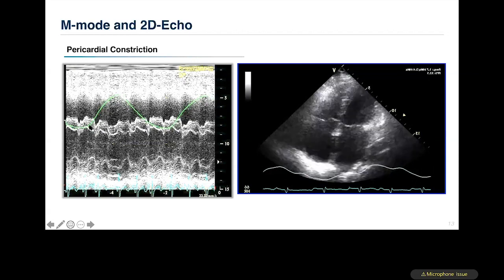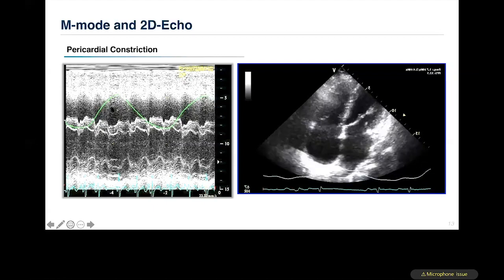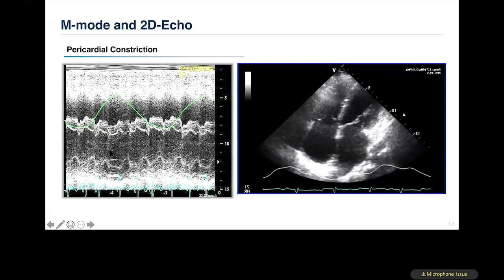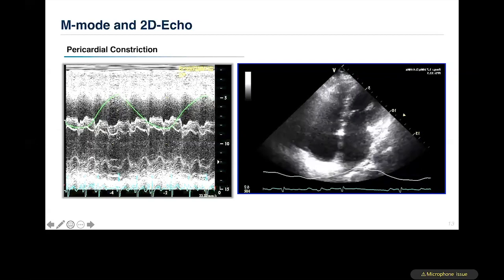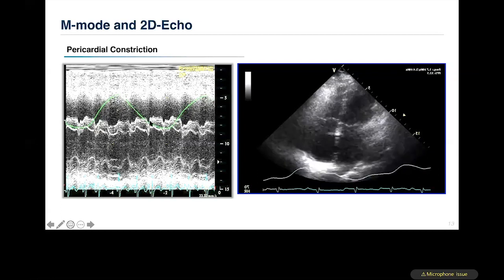So this will be an inspiration. This is the respirometer, and you can see here during the inspiration, the RV volume is increasing. The RV size is increasing, and the septum is moving towards the LV, and the LV size is reducing. Whereas during expiration, the LV size is increasing and the RV size falls down. So this will be the expiration.